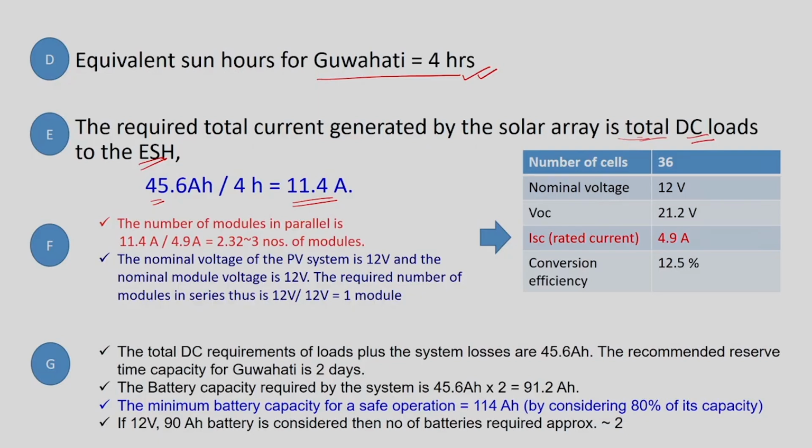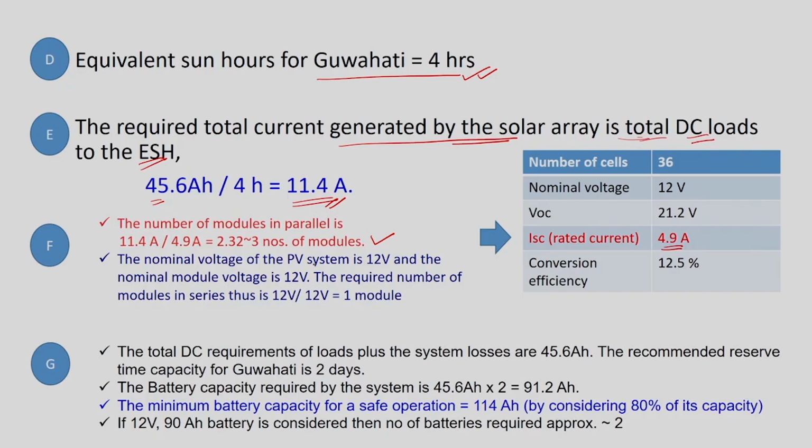Now, we are interested to know the number of modules to be connected in parallel. How to do that? If we consider a module having an ISC value or rated current of 4.9 ampere, then we can divide the current generated by the DC solar array by it. So, 11.4 divided by 4.9 is 2.32, which is equivalent to 3 modules to be connected in parallel.